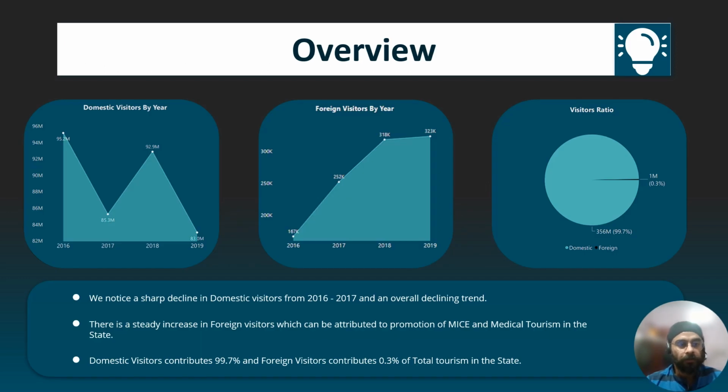At the first glance, we notice that the domestic visitors have an overall declining trend with a very sharp decline in the year 2017. But the good news comes from the foreign visitors as we see a steady increase in the number. This can be attributed to the promotion of MICE and medical tourism in the state. Now, as far as the contribution of visitors goes, the domestic visitors account for 99.7% of the total tourism, while the foreign visitors account for 0.3%. With that, we will move on to the next slide.